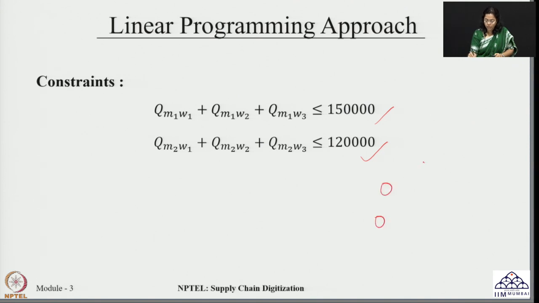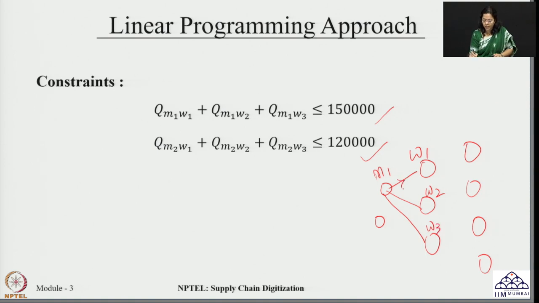If you remember our network, which has two manufacturing plants, three warehouses and four retailers, we can see that from manufacturer 1 to warehouse 1, warehouse 2 and warehouse 3, these arrows indicate the possible flow from manufacturer 1 to these three warehouses, which are QM1W1 plus QM1W2 plus QM1W3. When we add all these flows from manufacturer 1, these three flows cannot exceed the available capacity of manufacturer 1, and similarly it applies for manufacturer 2 as well. So together it becomes our supply constraints.